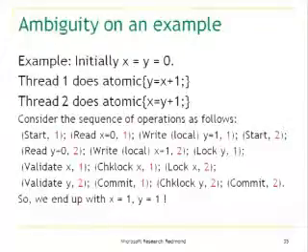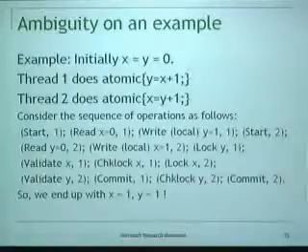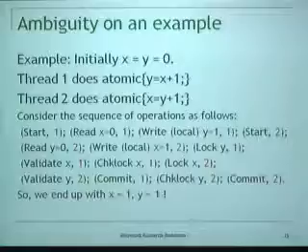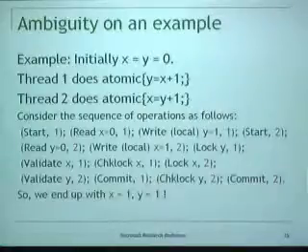So initially let's have x and y to be 0. Thread 1 wants to increment x and put it in y. Thread 2 wants to increment y and put it in x. So ideally we should end up with either one of them being 2 and the other one being 1.